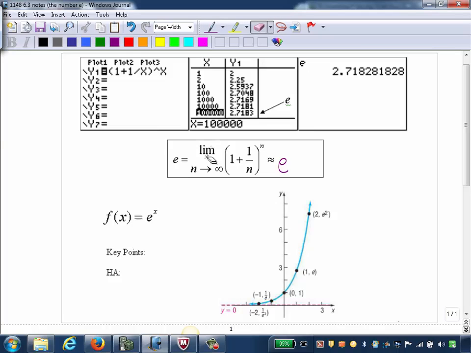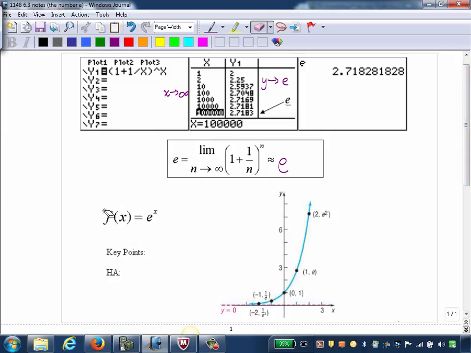So don't worry so much about this limit notation for now, but this idea of x is approaching infinity, so here x is approaching infinity, then our y value is approaching this number e. So that's all this is saying. So when we see the number e, we want to think, okay, it's approximately 2.7.